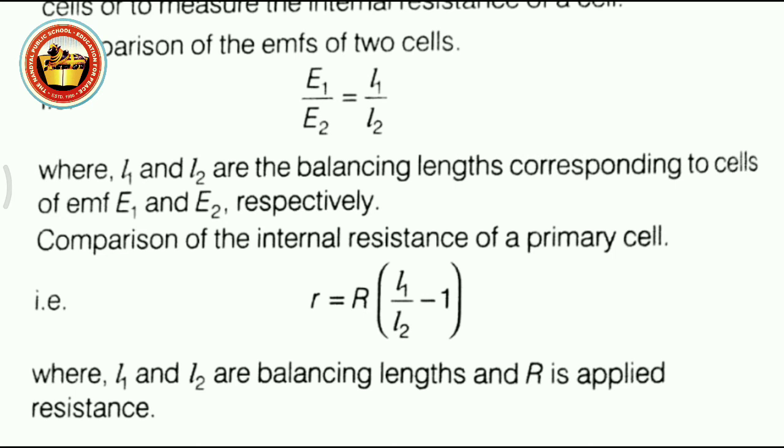Comparison of the internal resistance of a primary cell, small r is equal to R into l1 by l2 minus 1, where l1 and l2 are balancing length and R is applied resistance.